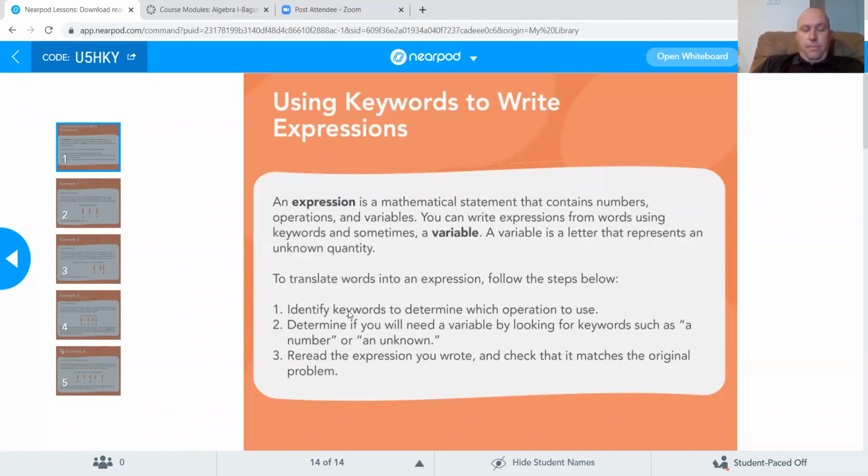So a few little pieces of advice here. Identify keywords to determine which operation you're using. So go back to that original list, figure out, is it addition, subtraction, multiplication, or division? And obviously some of them will have more than one of those things as well. Determine if you'll need a variable, like looking for keywords such as a number or an unknown. And you can normally just pick x or n unless it specifies otherwise. And then reread the expression you wrote to check that it matches the original problem.